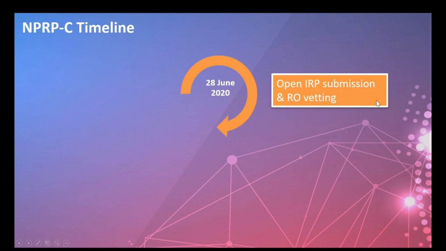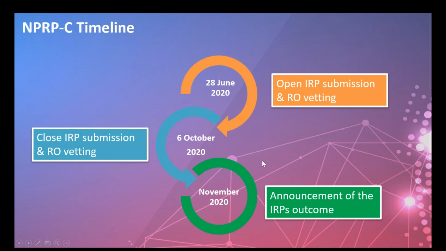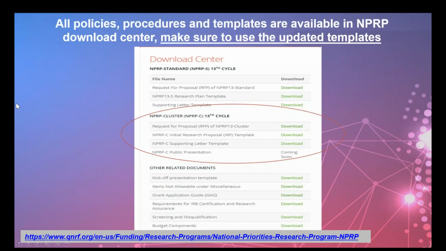Regarding the timeline, the channel opened on 28 June for the submission of IRPs and for RO vetting, and it will close on 6 October 2020. And hopefully we expect to announce the outcome of the gating process of the IRPs by November 2020. The submission of all of the IRPs and the full proposals must be done through the submission system QGrants at oss.qgrants.org. And all the RFPs, the procedures, and the templates are available in the NPRP Download Center.